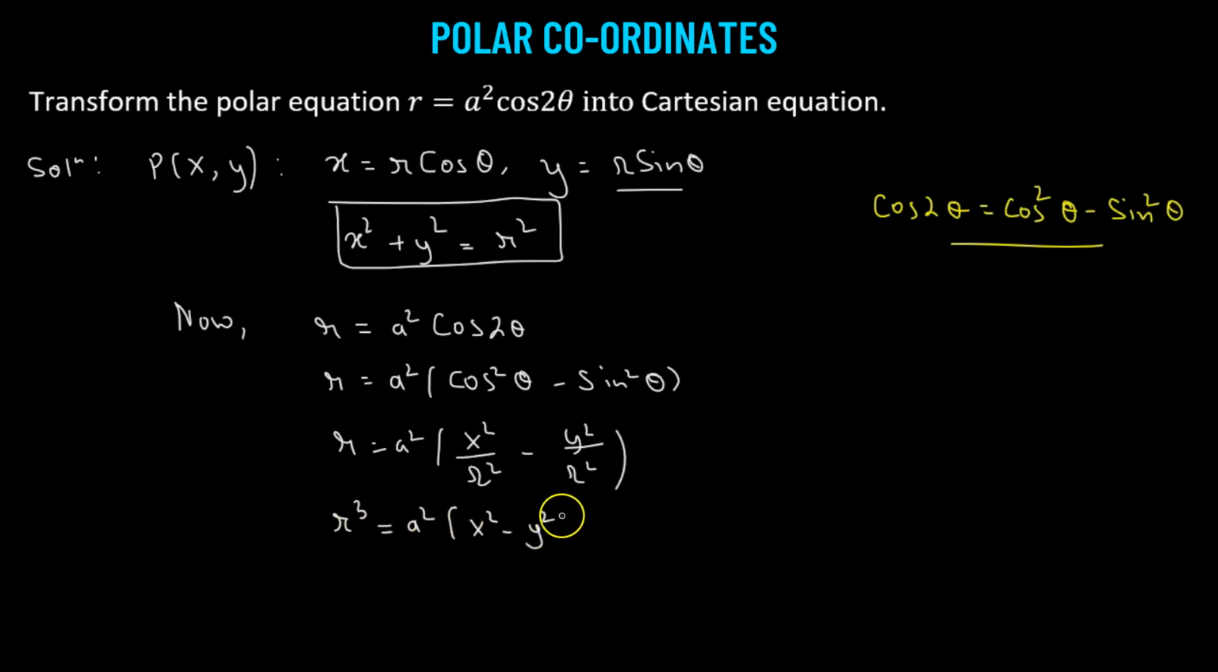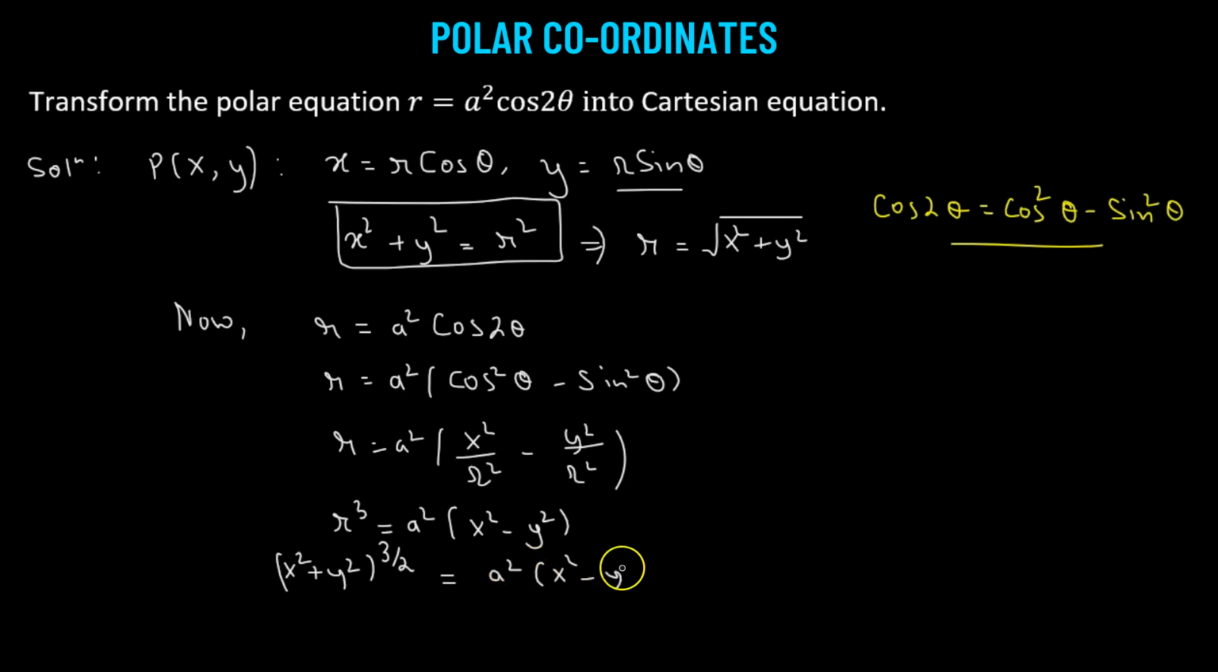minus y squared. Now since we have already defined the value of r squared as x squared plus y squared, r will be equal to the square root of x squared plus y squared. We're considering positive values here. So r cubed is going to be equal to x squared plus y squared whole raised to the power of 3 over 2. That will be equal to a squared multiplied by x squared minus y squared.